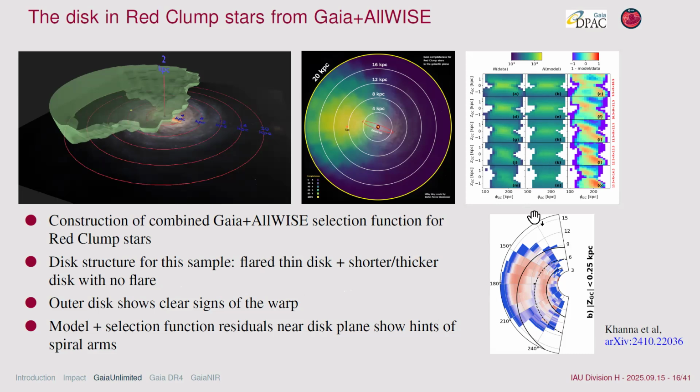And another interesting aspect is the plot down here on the bottom right, where you see the residual of the model with respect to the data, and you can clearly see overdensities that look like they are tracing out spiral arms in the distribution of this older stellar population, the red clump stars. And I think this is a very interesting area for further exploration, which we did not do for this paper.